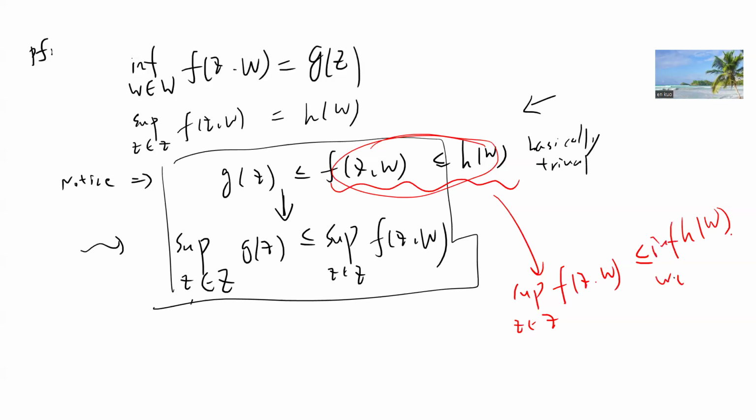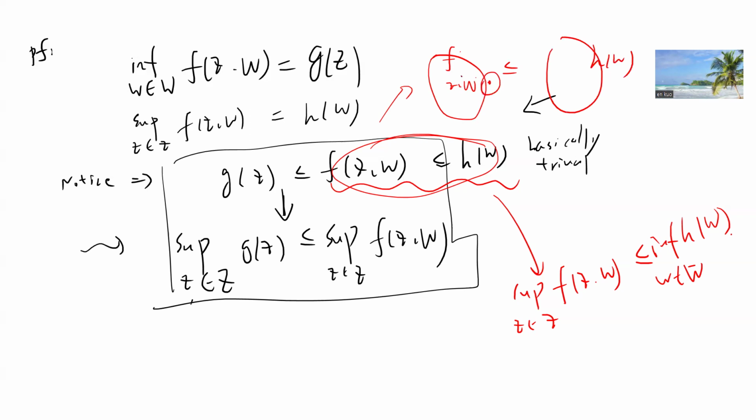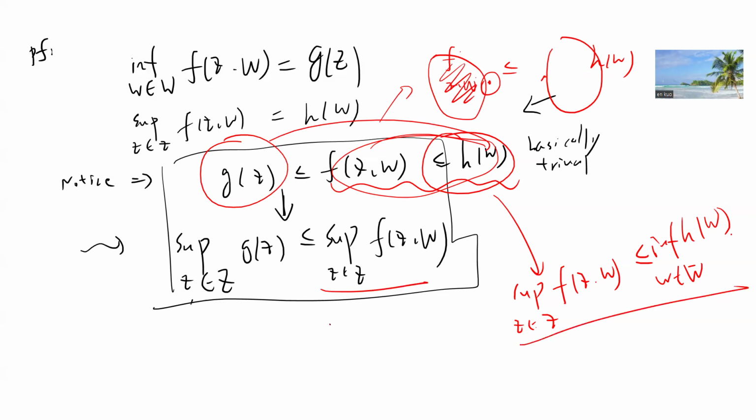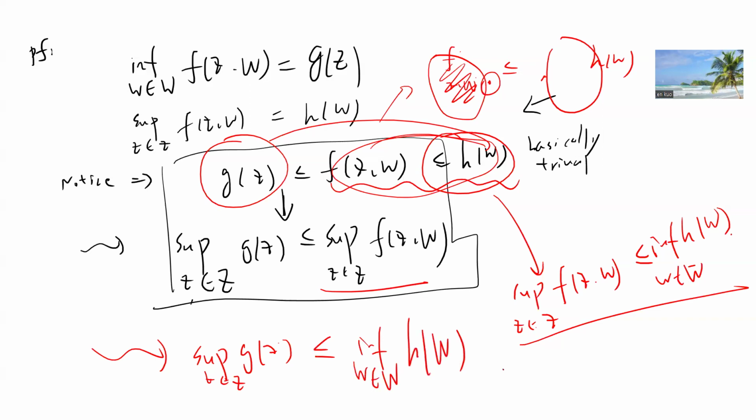You can view this as any result on f(z, w) is always less than or equal to h of w. So it means that the supremum of this is always less than or equal to the minimum of this h of w. Or simply speaking, you can just take these two and write that the supremum of this is less than or equal to the inf of it. So from here, finally, you can get the sup over z belonging to Z of g of z is less than or equal to the inf over w belonging to W of h of w. And this is basically the proof.